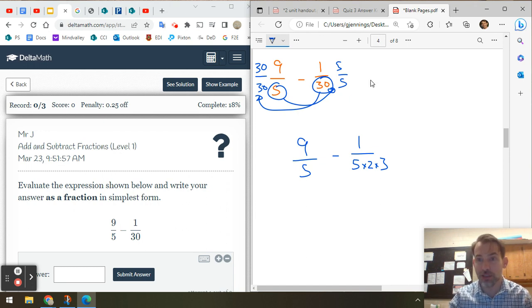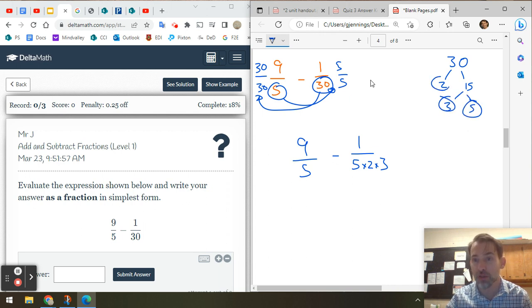How did I do that? I do that this way in my head. 30 divides by 2 gives me 15. 15 can't be divided by 2, so I check the next biggest prime number, which is 3. It does divide by 3 and gives me 5. 5 is prime, so those are the prime factors of 30. 5 was already prime over here, so I didn't need to do that to it.